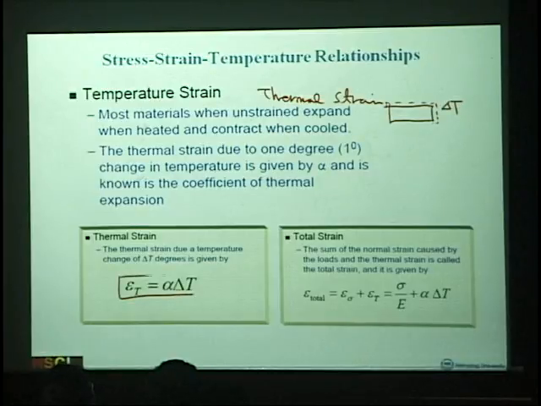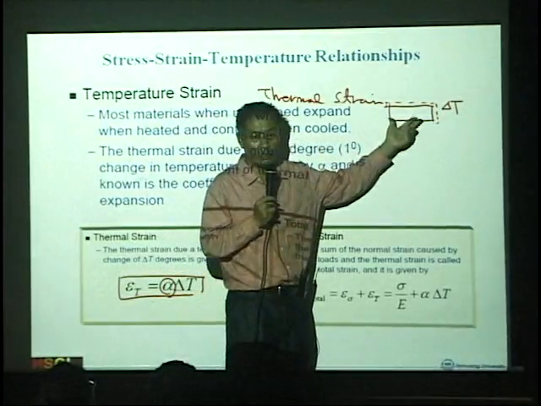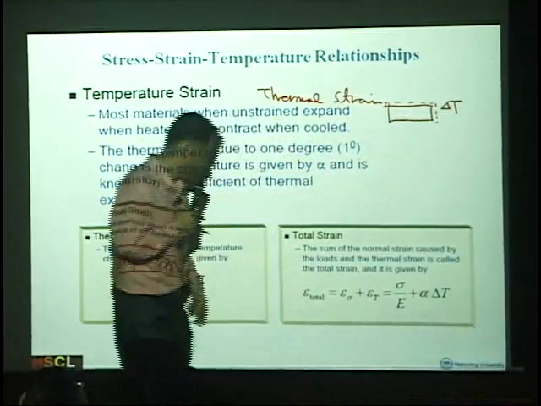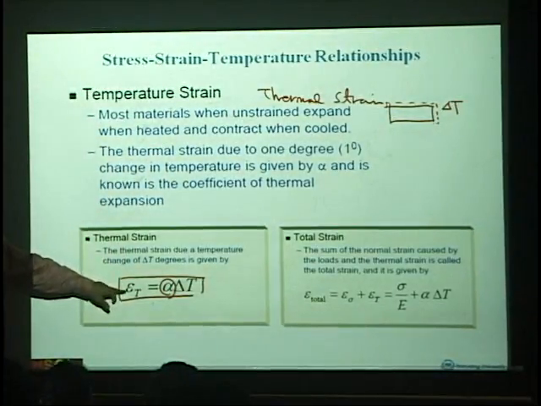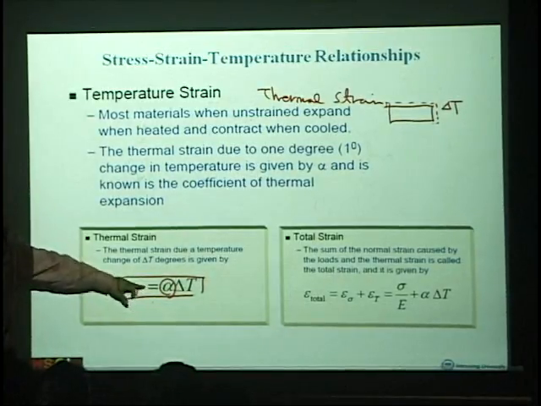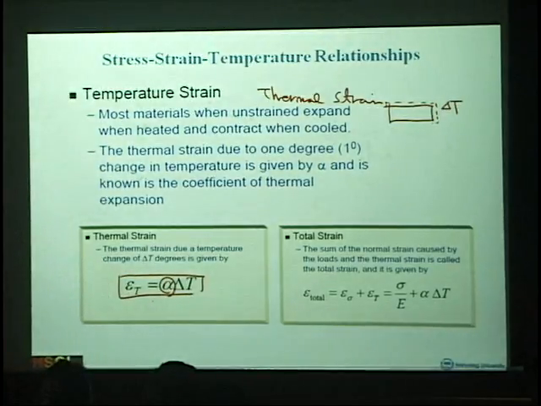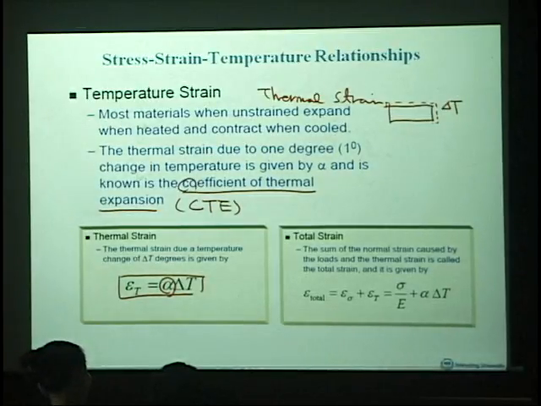This is how we define the material property alpha. Depending on the material, let's say steel or rubber, the amount of extension will depend on the material. So the way we define the strain epsilon: thermal strain is always proportional to delta T. So delta T times alpha. Alpha is called the coefficient of thermal expansion, CTE.